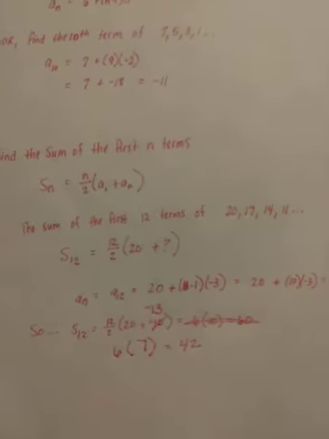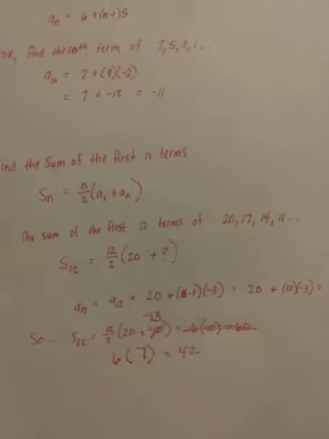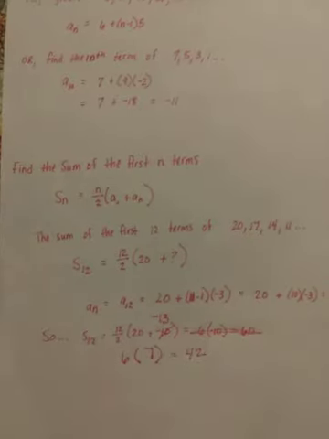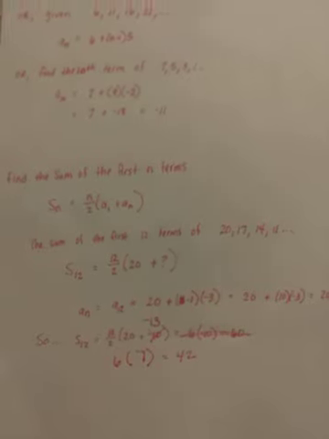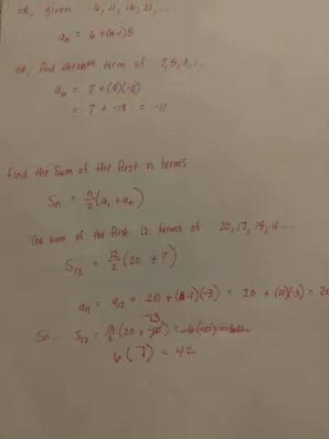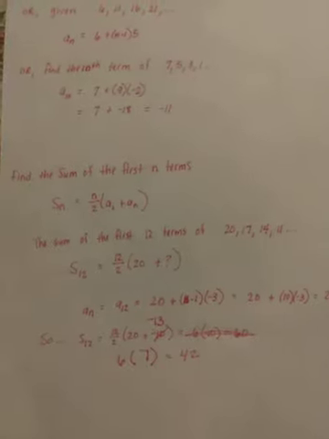Is that faster than finding all 12 and adding them up? Possibly not in this case, but if you were asked for the sum of the first 50 terms or the first 100, it would definitely be faster to use those two formulas in combination.